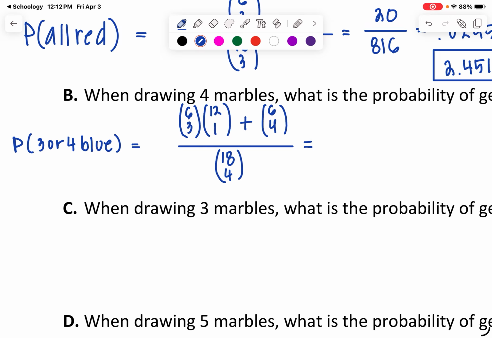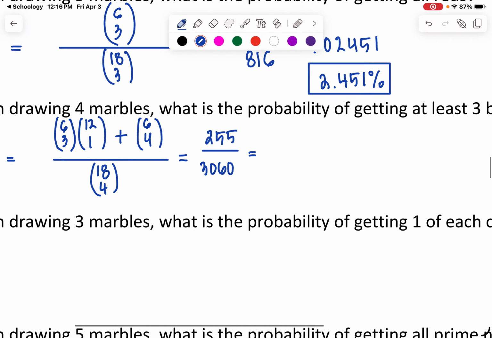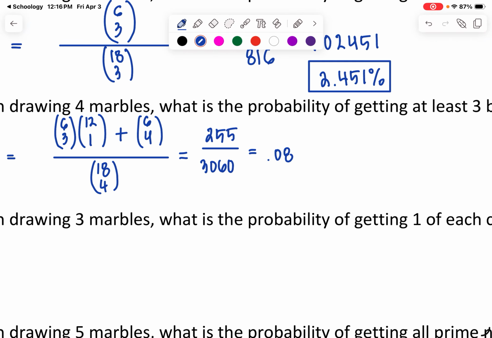All right, so I got 6, math, probability. Actually, I'm going to pause the video and type this, and I'll tell you what I get for the numerator to make this video shorter. You should do that too. Okay, I did it. So the numerator is 255, if you want to check that. And then the denominator is 18 choose 4, not 18 choose 3 like the last one, which is 3060. Put that in your calculator, you get 0.08333. Move the decimal over 2 places to the right, and I have 8.333%.